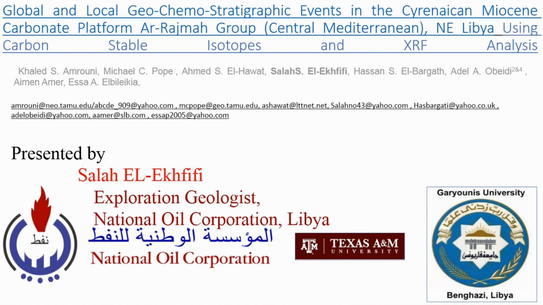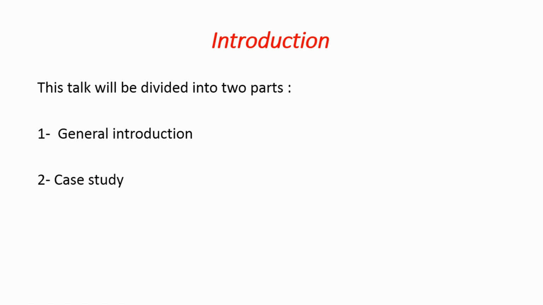So this presentation, entitled Global and Local Geo-Chemo-Stratigraphic Events in the Cyrenaican Miocene Carbonate Platform, Ar-Rajmah Group, Central Mediterranean, Northeast Libya, using carbon-stable isotopes and XRF analysis. This talk will be divided in two parts. The first part focuses on a general introduction, and then the second part we talk about our case study that's selected from Cyrenaican Miocene rocks.